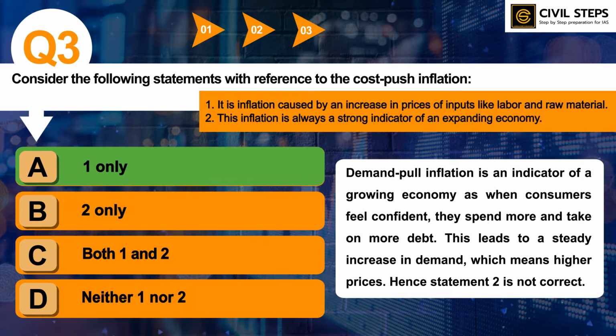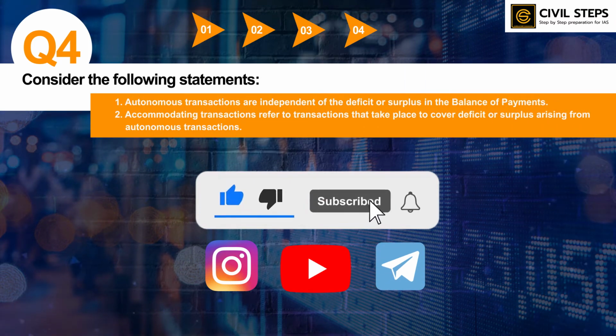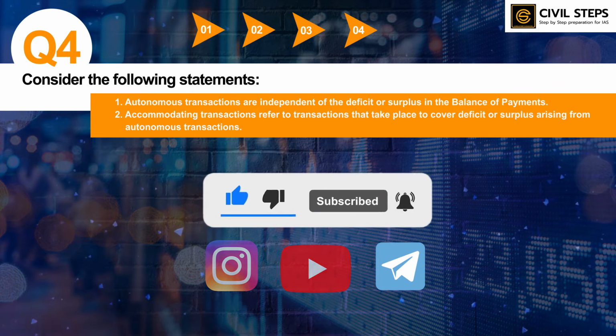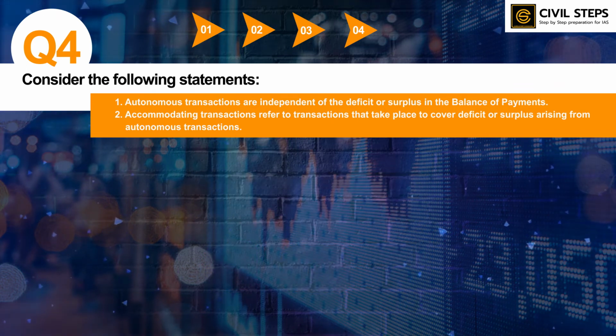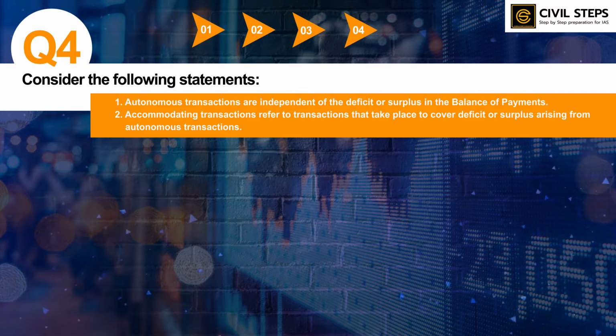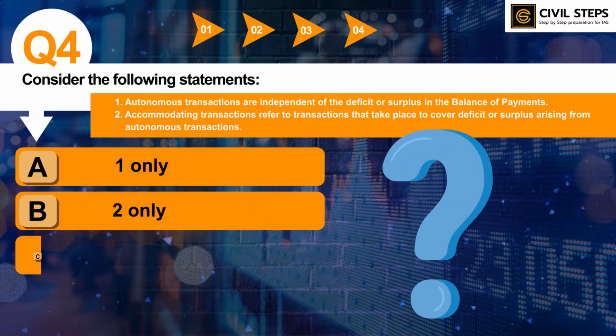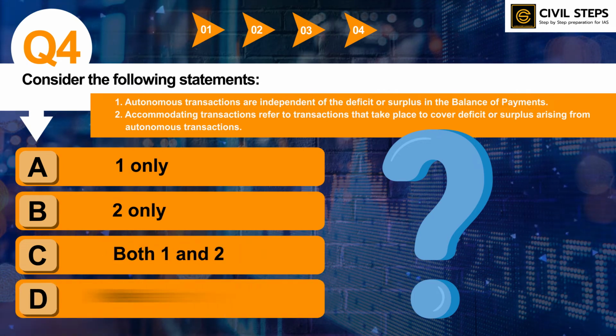So let us now discuss question number 4. Consider the following statements. First, autonomous transactions are independent of the deficit or surplus in the balance of payments. Second, accommodating transactions refer to transactions that take place to cover deficit or surplus arising from autonomous transactions. So, which of the statements given above is or are correct? Option A, one only, B, two only, C, both one and two, D, neither one nor two. So, you can write down your answer in the comment section.